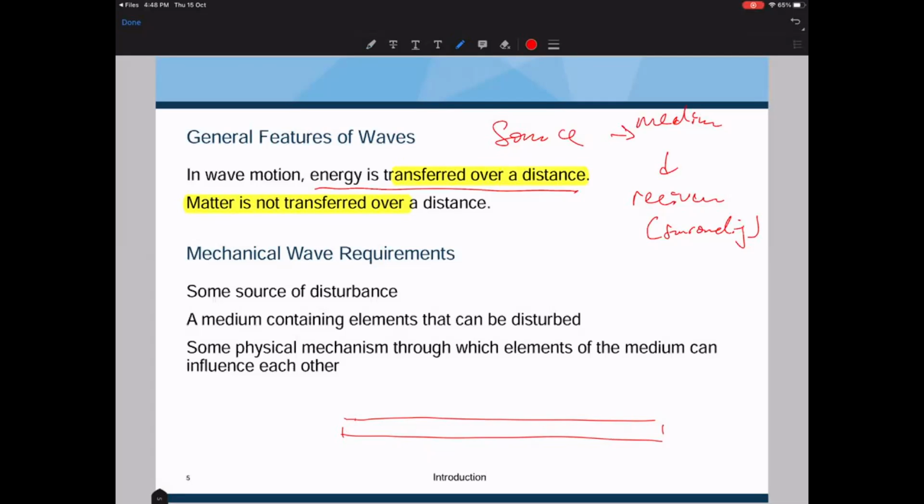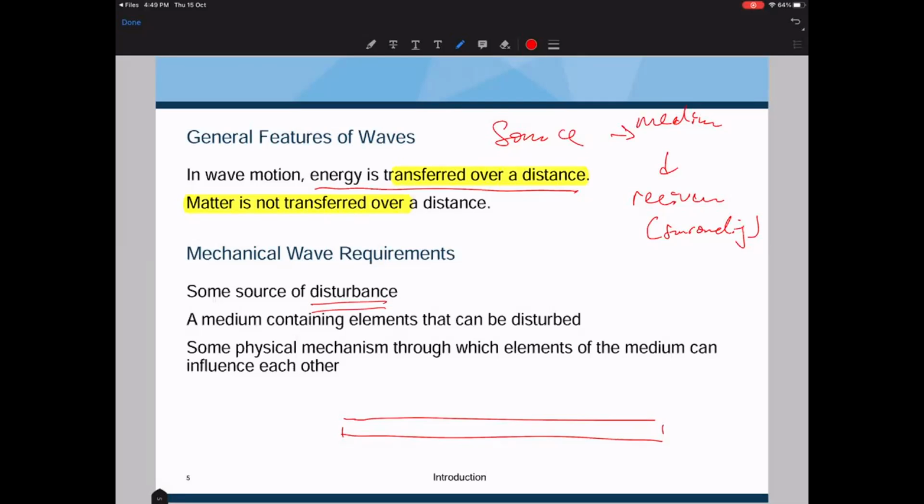And mechanical waves requirement: you need to have a source for all types of waves. It depends on how you are generating the wave, but in any case, you need to cause some disturbance. You need to cause some disturbance to the medium before you generate a wave and before it can be transmitted. So this is one situation where you have a classification of waves according to the medium of transmission.